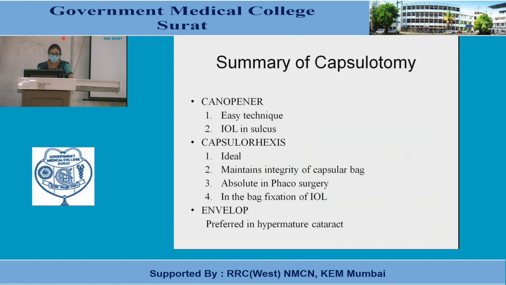So this is just a summary. Can opener, though easy, but otherwise you have to try to end up putting an IOL in the sulcus because back support or placing in the bag may result in extension to the periphery. The ideal one is your continuous curvilinear capsulorhexis, and it helps you to put an IOL in the bag, gives a very good support. An envelope only in case of hypermature variety of cataract.